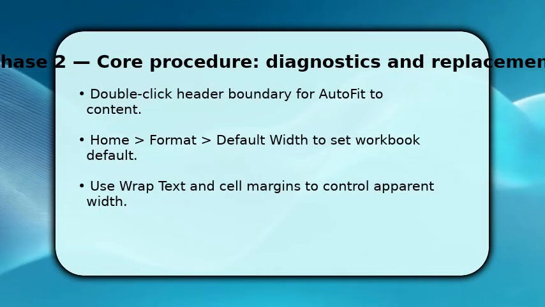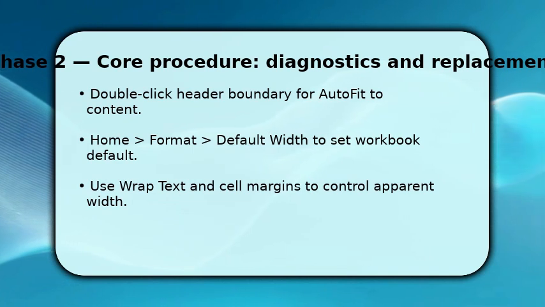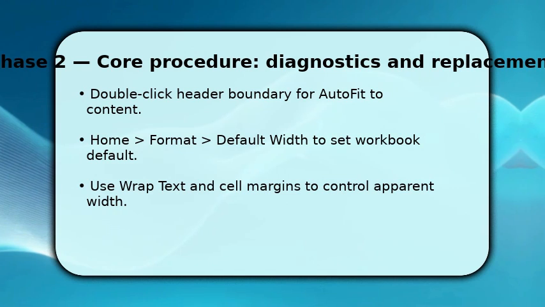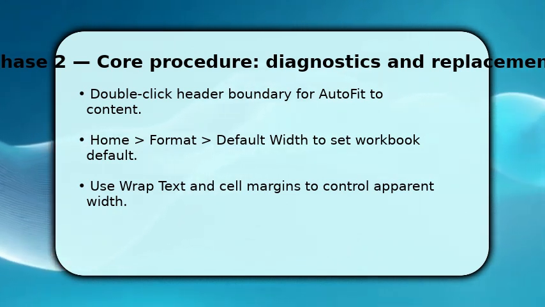Next, refine widths based on content and layout. Double-click the header boundary to auto-fit a column to the longest cell. This is ideal for text of varying length. Once done, you can set a workbook default. Home, Format, Default Width, which applies a baseline width across new sheets.